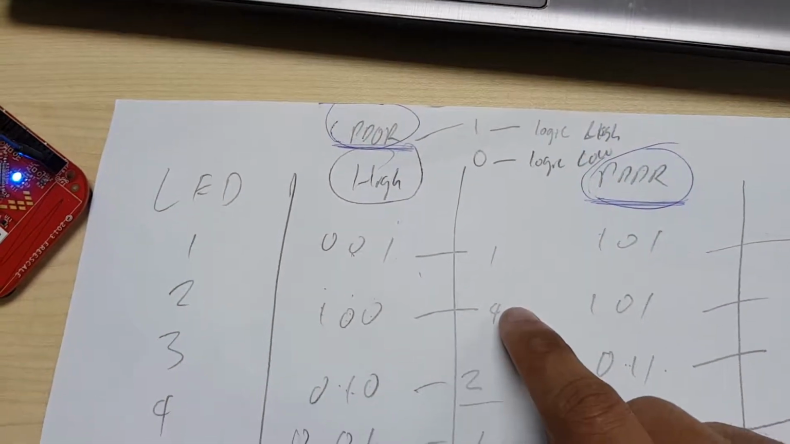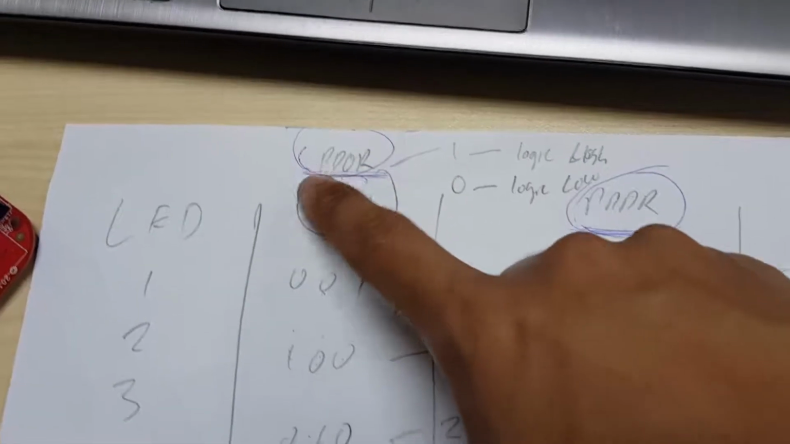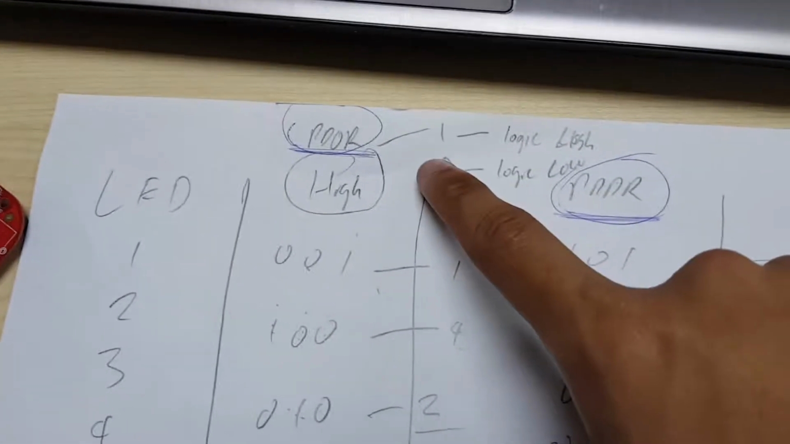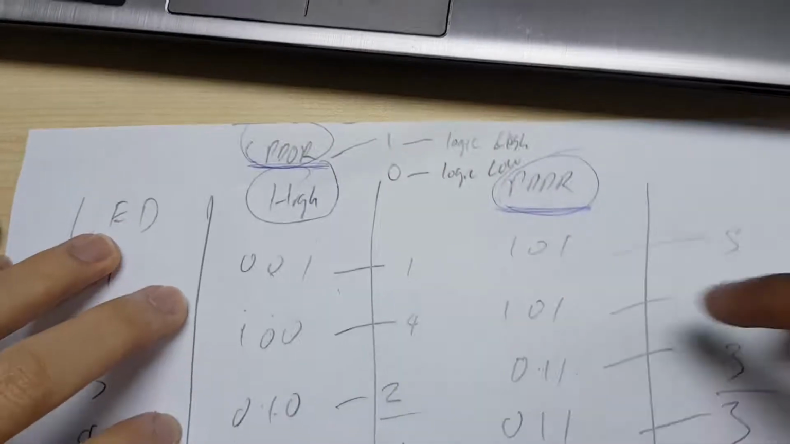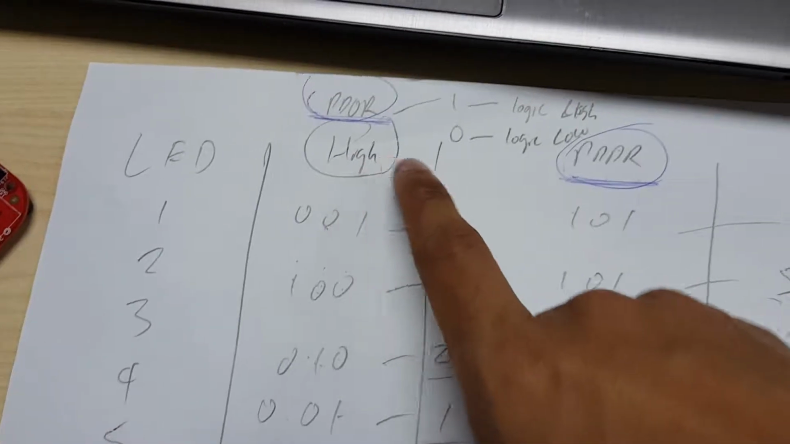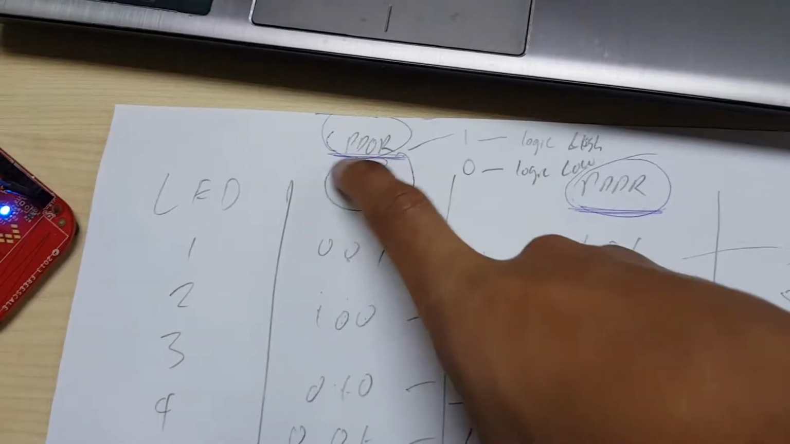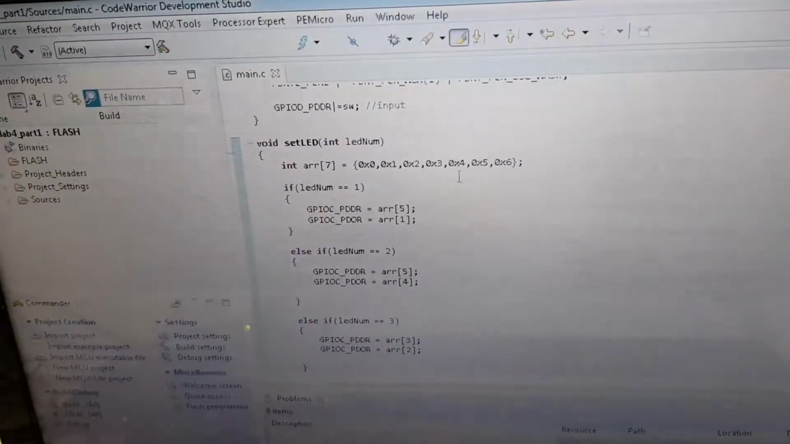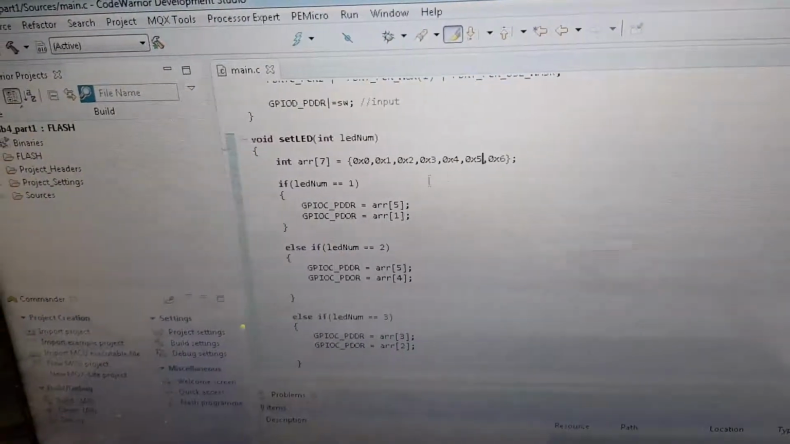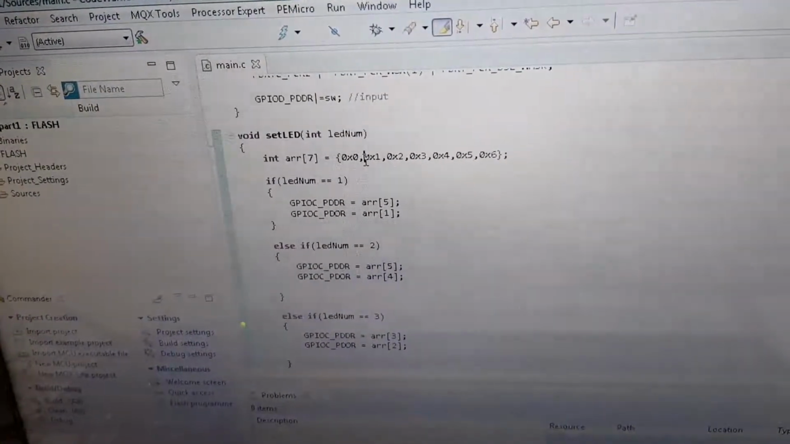PDOR 1. In this case, according to the datasheet, for these PDDR and PDOR operations, 1 is logic high and 0 is logic low. So in these cases, high and low we can actually set at PDOR. Likewise, PDDR 5 is in hexadecimal 0x5, while PDOR 1 is 0x1.